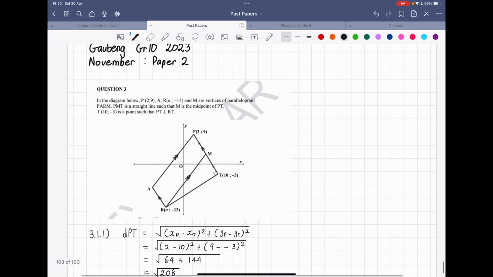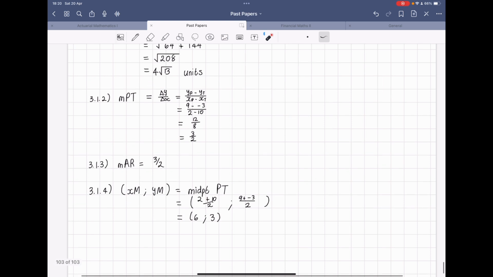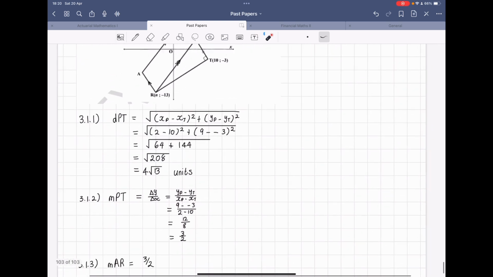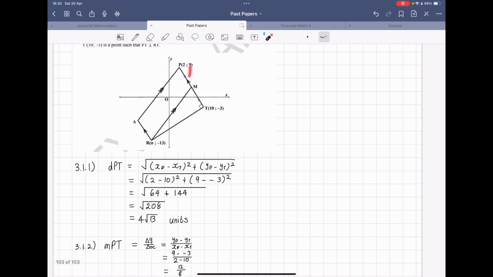And I look back on the diagram, and that looks about right. Both of my values are positive, and the x value of M is 6. So I'm expecting it to be further than the x value of P, which it is, but less than the x value of T, which it is. And then my y value of M is 3, so I'm expecting it to be less than the y value of P, which it is, and obviously higher than the y value of T, which it is.